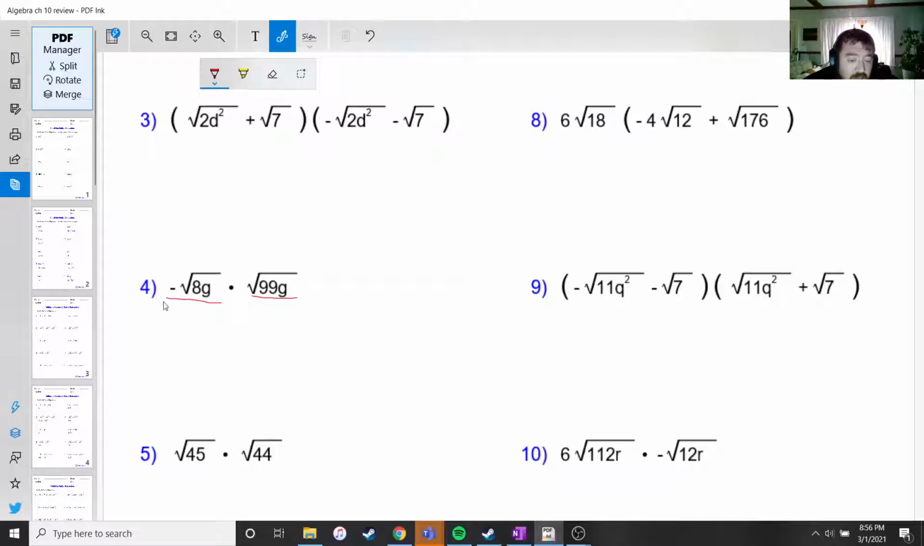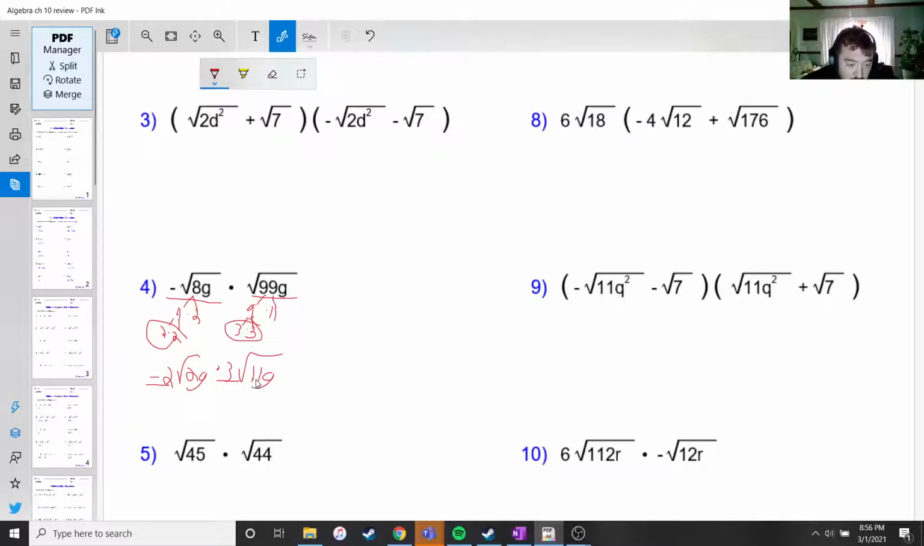So instead of doing all of this, we know that negative radical 8g can simplify to 8 goes down to 4 times 2. 4 goes to 2 times 2. So we got a pair here. So we got negative 2 radical 2g times 99. It becomes 9 times 11. 9 is 3 times 3. So we got a pair. So it's going to be times 3 radical 11g.